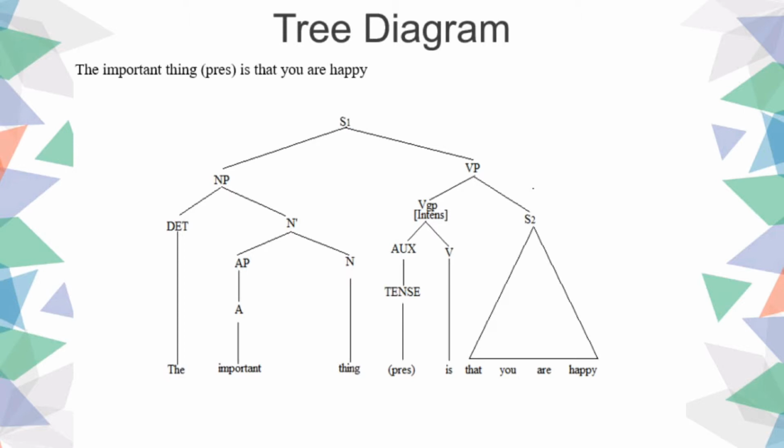And next we have verb phrase. Verb phrase consists of verb group and S2 or subordinate clause. Verb group that is used is intensive verb. Verb group consists of auxiliary and verb. In auxiliary, the tense that is used is present tense and is as a verb. And the last we have subordinate clause or S2. S2 in this case is that you are happy.